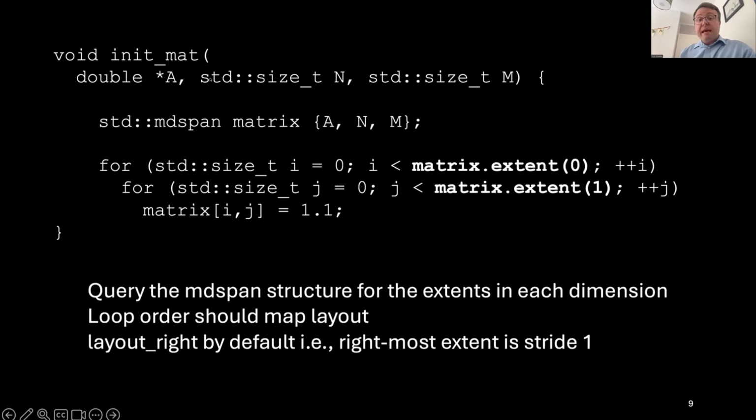And because of the layout, it's the rightmost index that is being iterated quickest in memory. So I do have to make sure that my loop order matches my layout. There's not a way to connect the iteration space with the data layout. They're two separate concepts: what do your loops iterate over, and how is your data laid out?